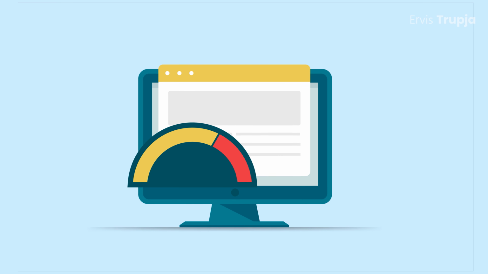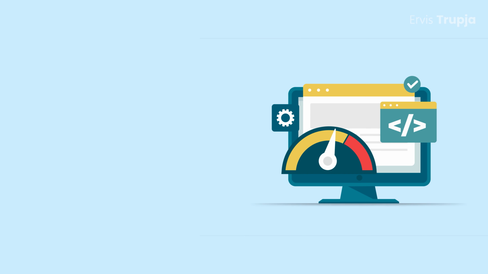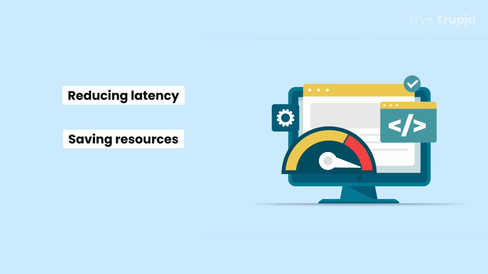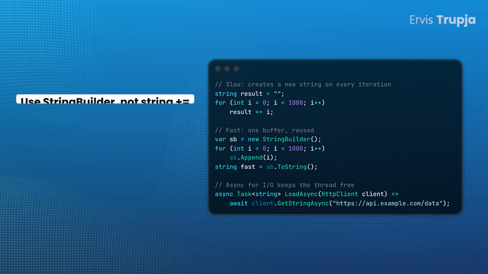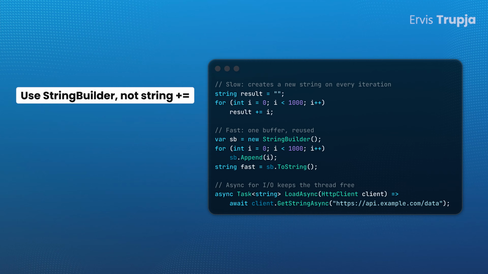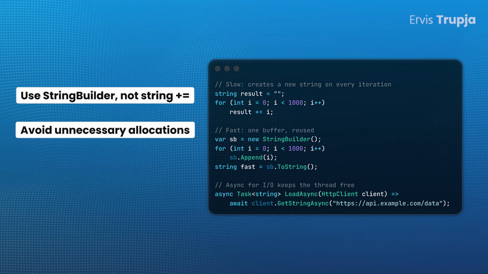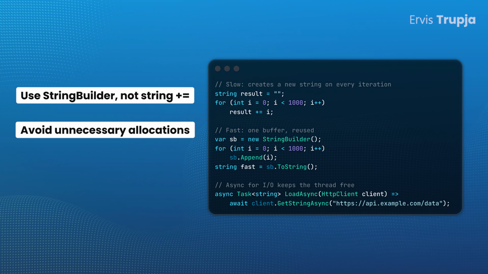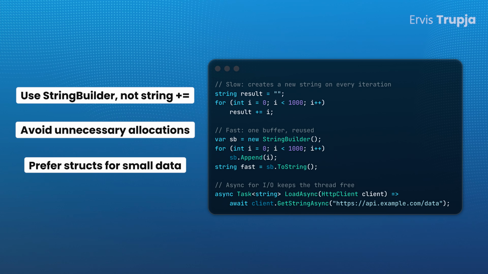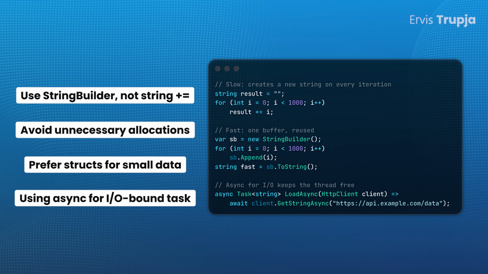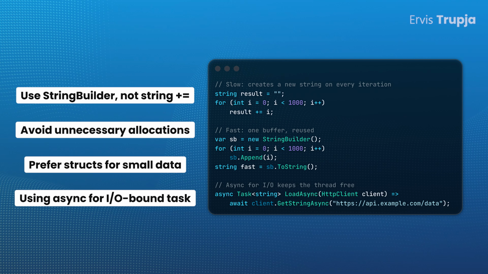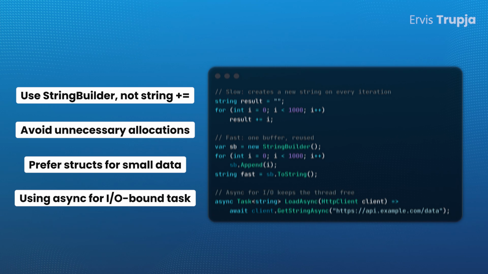Performance optimization makes your applications fast by reducing latency, saving resources, and improving user experience. Key techniques include using StringBuilder for string concatenation instead of repeated string addition, avoiding unnecessary object allocations, preferring value types like structures for small data, and using async for input-output bound tasks to keep threads available.